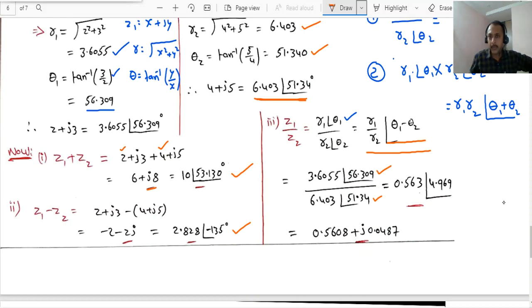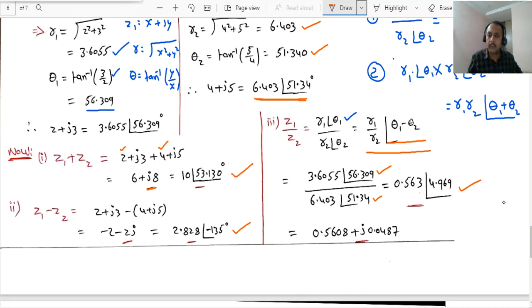Magnitude you divide, but angles you don't divide. This is a common mistake where most of the students will commit. Don't do the division of the angle. Numerator angle minus denominator angle: 56.309 minus 51.34. We will get 4.969.